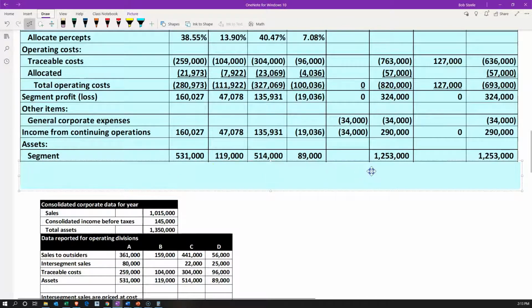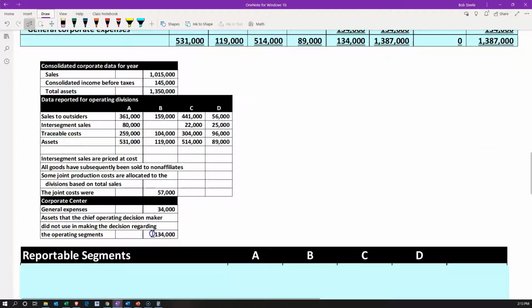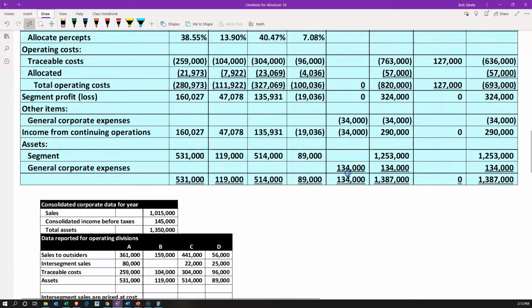We're going to sum them up at the 1,253,000. So there's the 1,253,000. Then we have the general corporate expenses that was given to us down here, the 134,000 item. So that's the 134,000 on the expense side of things.